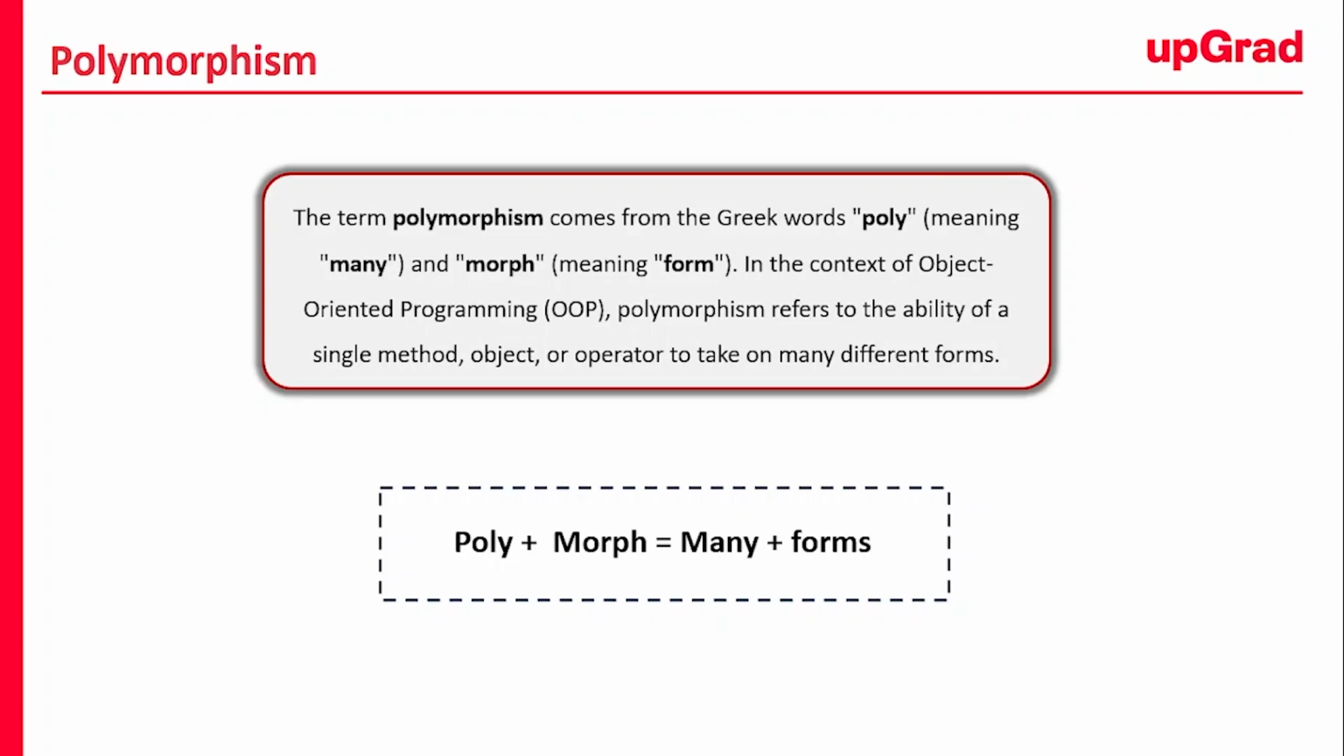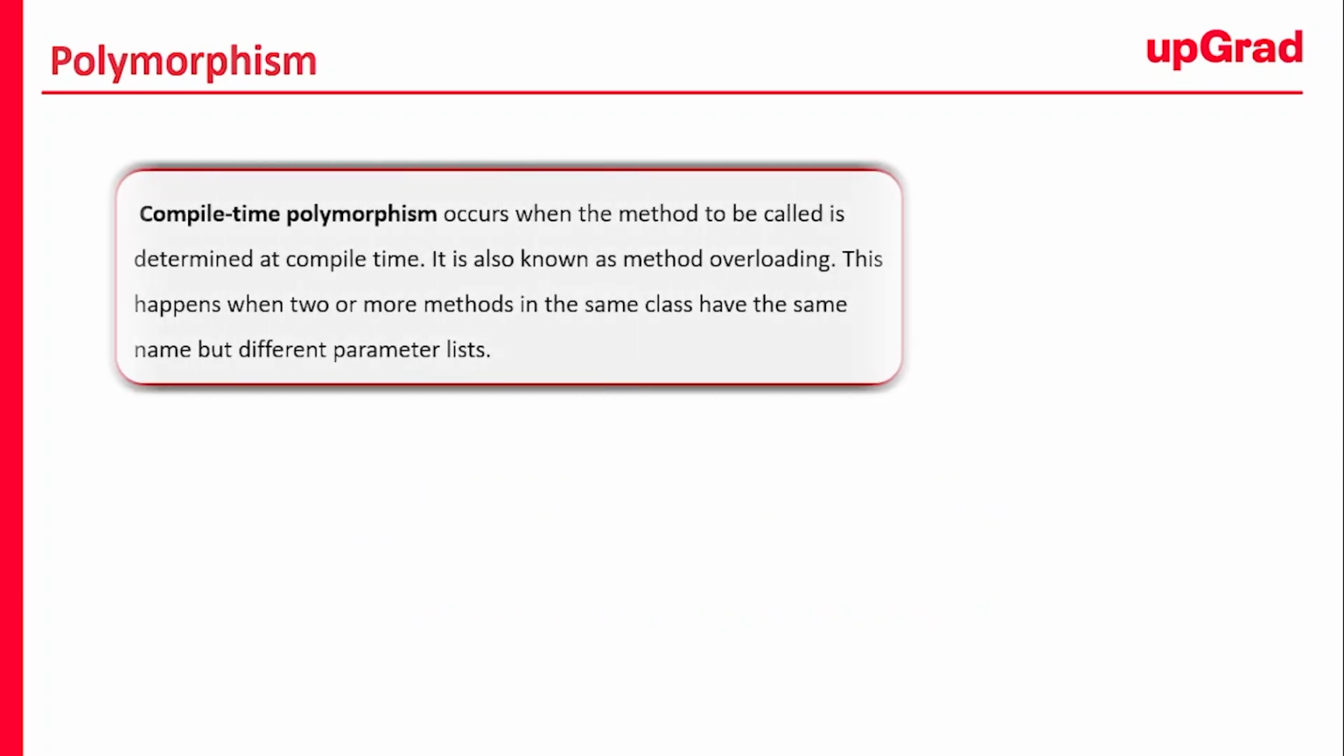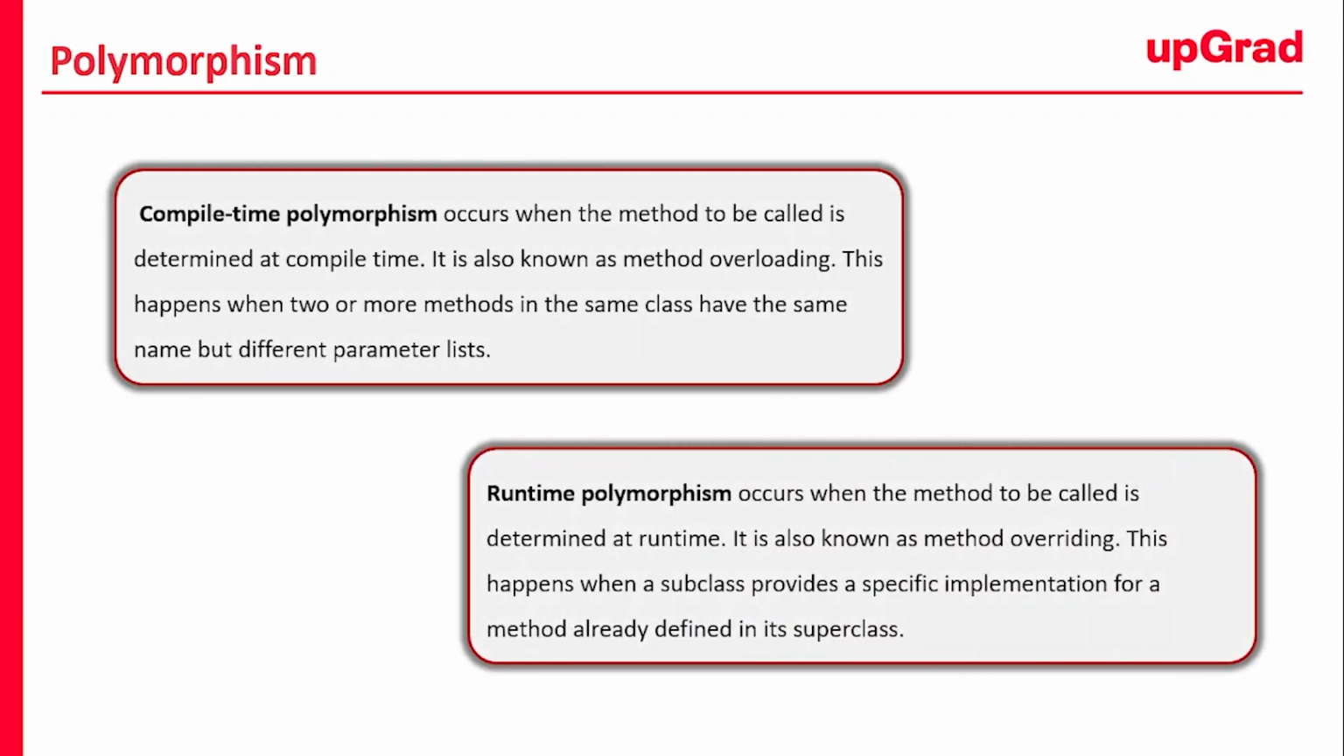Alright, so here we go. Now let's have a look at the types of polymorphism. One is compile time polymorphism and the other is runtime polymorphism. So compile time polymorphism occurs when the method to be called is determined at compile time. It is also known as method overloading. This happens when two or more methods in the same class have the same name but different parameter lists. The Java compiler determines which method to invoke based on different method signatures. Overloading can occur within the same class without the need for a parent-child relationship.